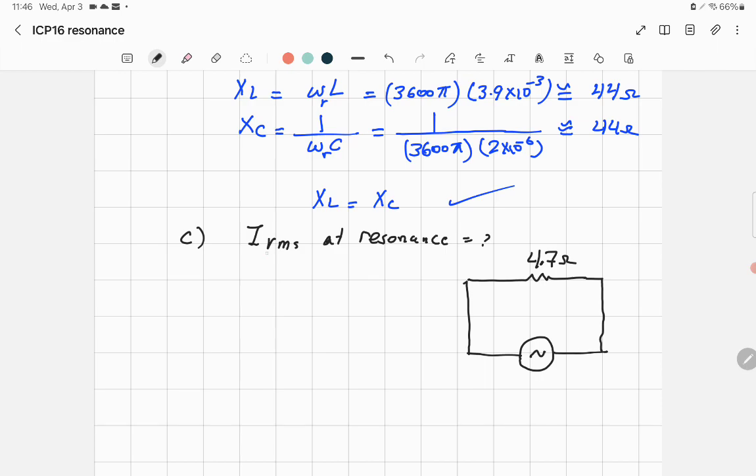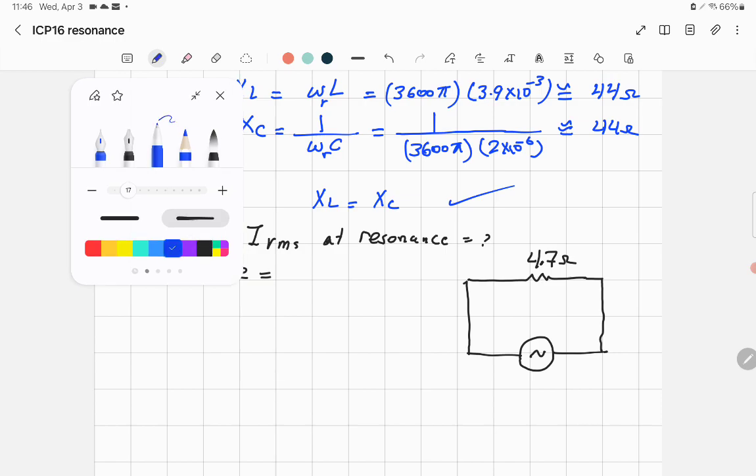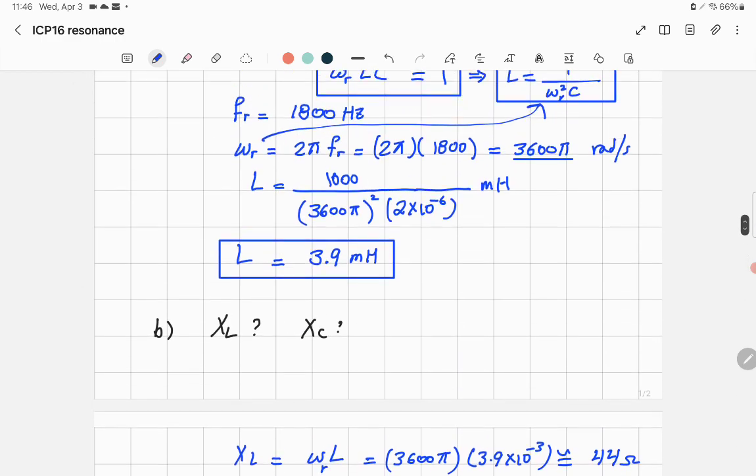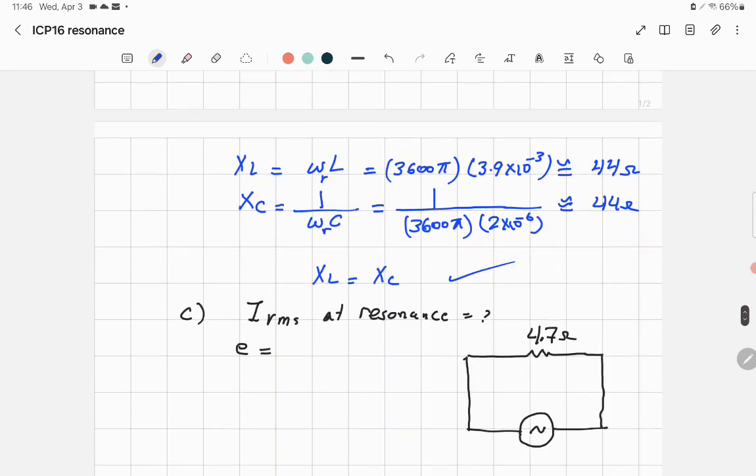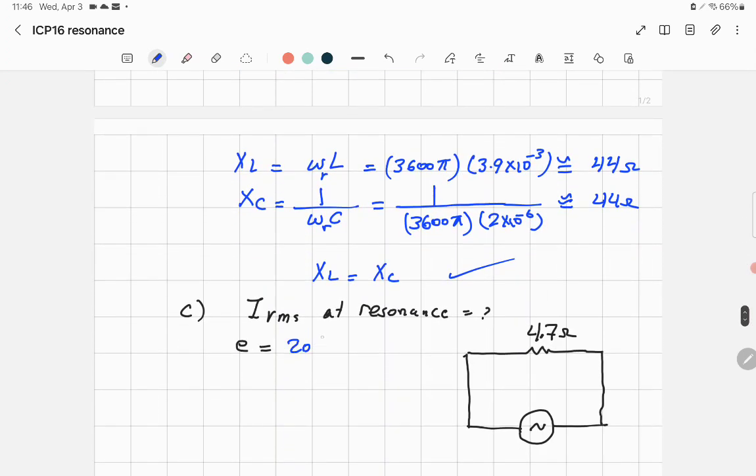So you can just have the circuit with only the resistance, and you need the root mean square. We know that the value of E is equal to 20 sine omega t, given in millivolt. So that will be the maximum value, equal to 20 millivolt.